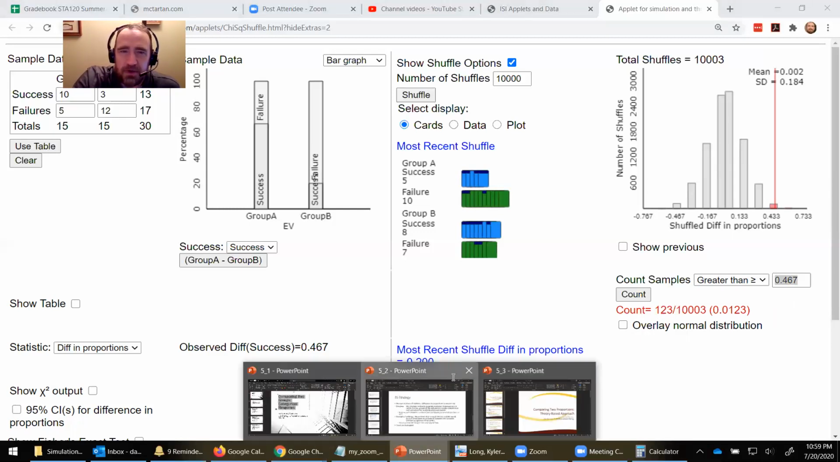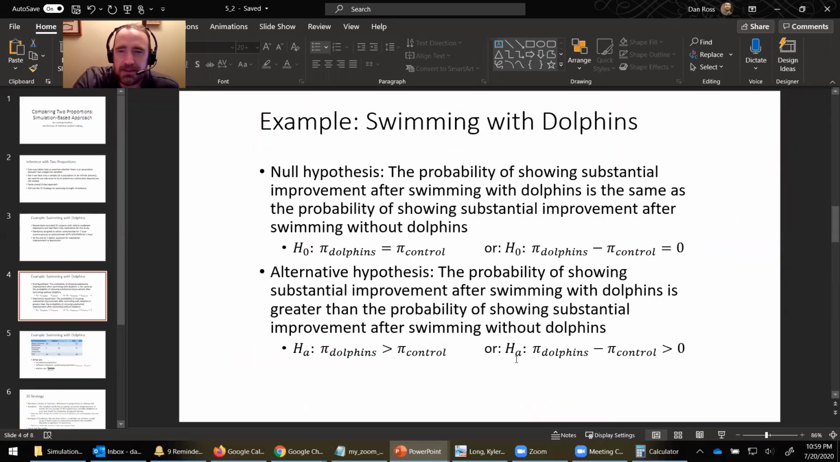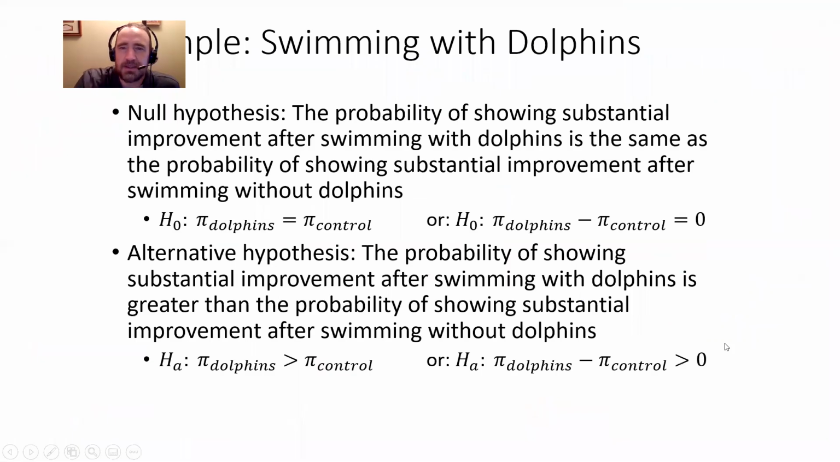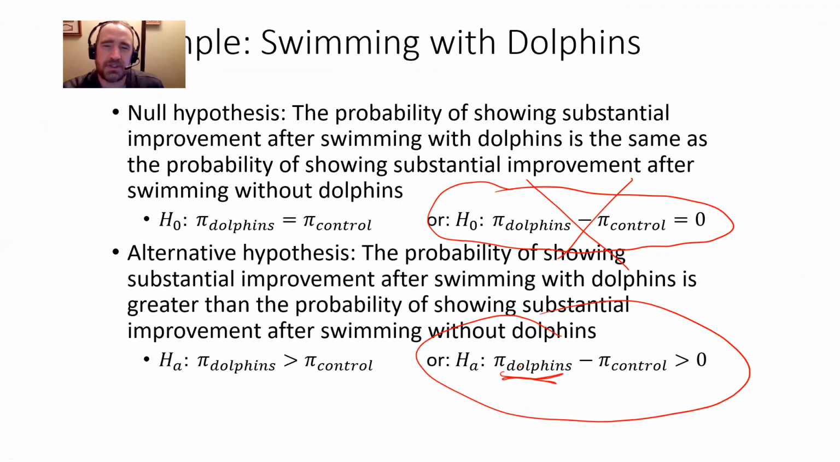Let's jump back and take a quick look. So we found a p-value, and it gave us strong evidence against the null hypothesis. And so we're going to reject the null hypothesis. This null hypothesis says it doesn't matter which group you're in, same proportion of success. We're rejecting that. So instead, we feel like this is true. This is indicating that this group is greater than that group, that the proportion of success when you swim with dolphins, the proportion of substantial improvement when you swim with dolphins, is indeed higher than if you swim without dolphins.